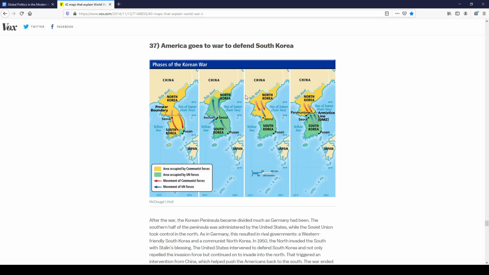200,000 Chinese quote-unquote volunteers, because China didn't want to be seen as launching a war against the United States. They wanted some plausible deniability and say that these were really Chinese volunteers helping the North Koreans. Yeah, right. And they overtake American forces.